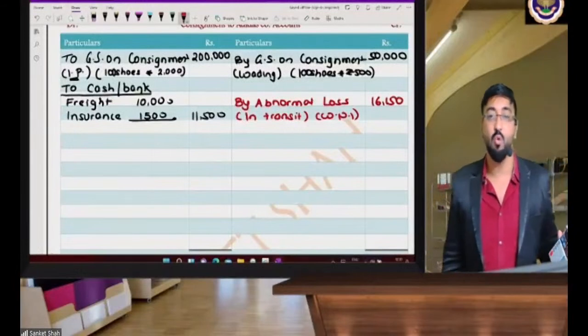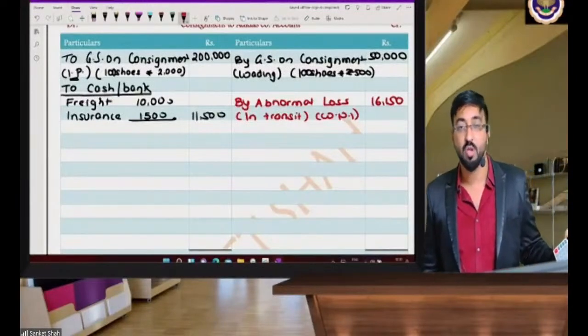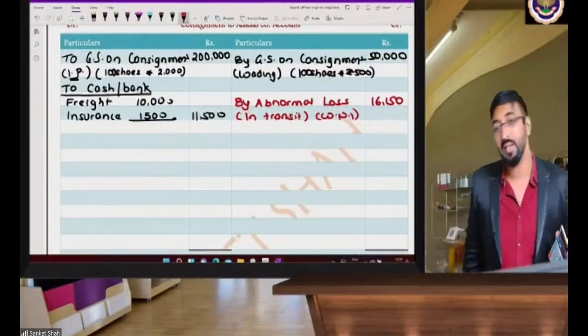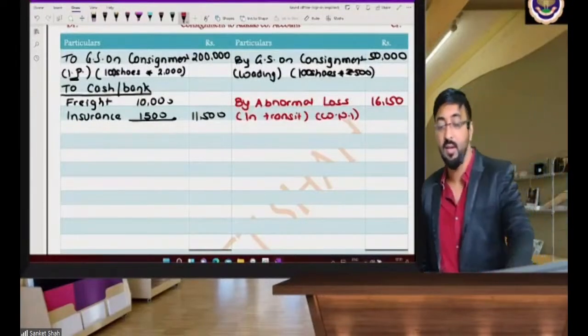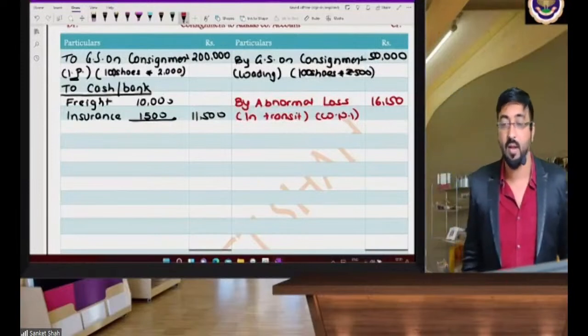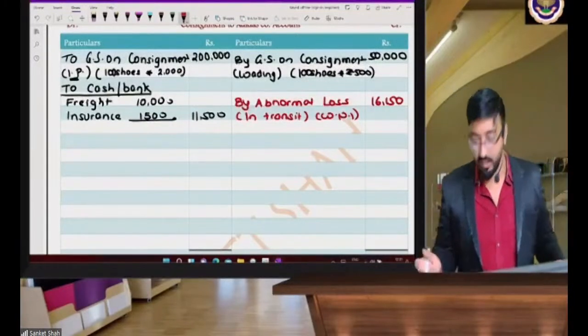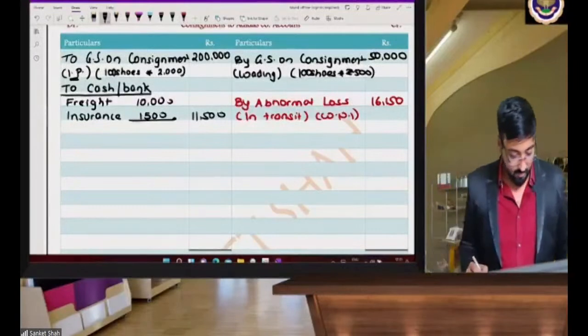16,150. So this is how you have to calculate abnormal loss, loss in transit. So original cost plus consignor expenses. It's easy. Yes, the first time if you are taking this answer, it's difficult. Might be you are feeling difficult, but with practice, you can solve it in a very easy way. Next one.